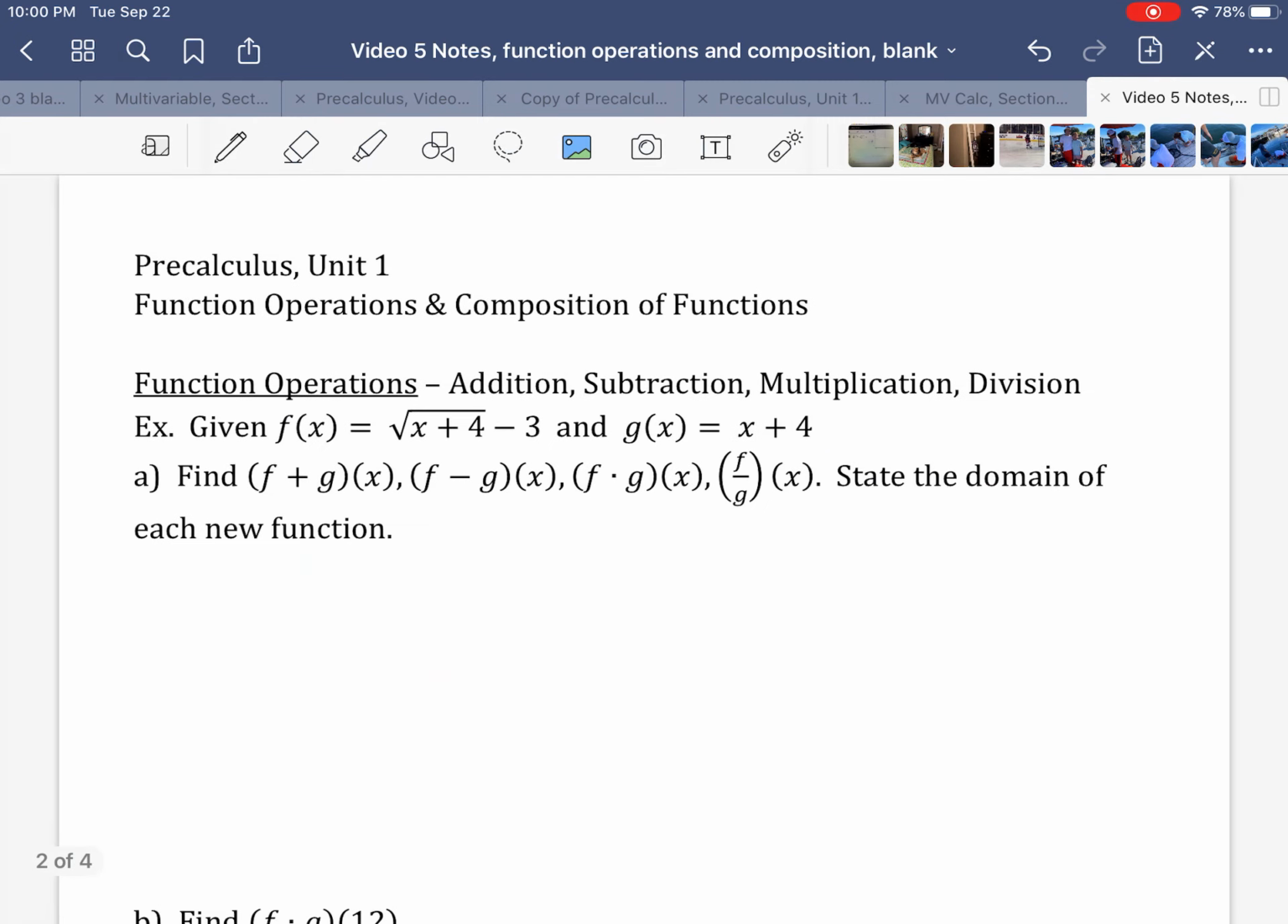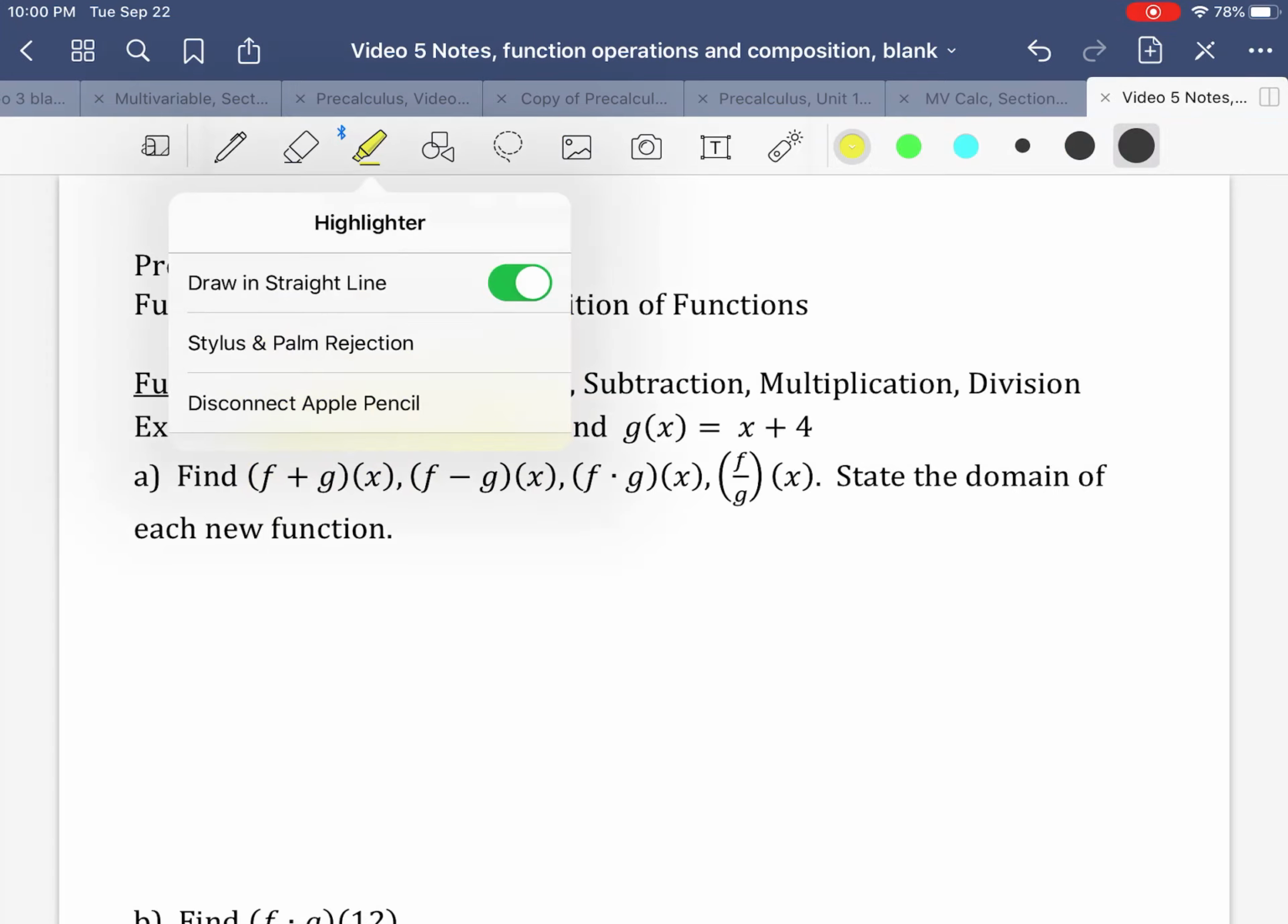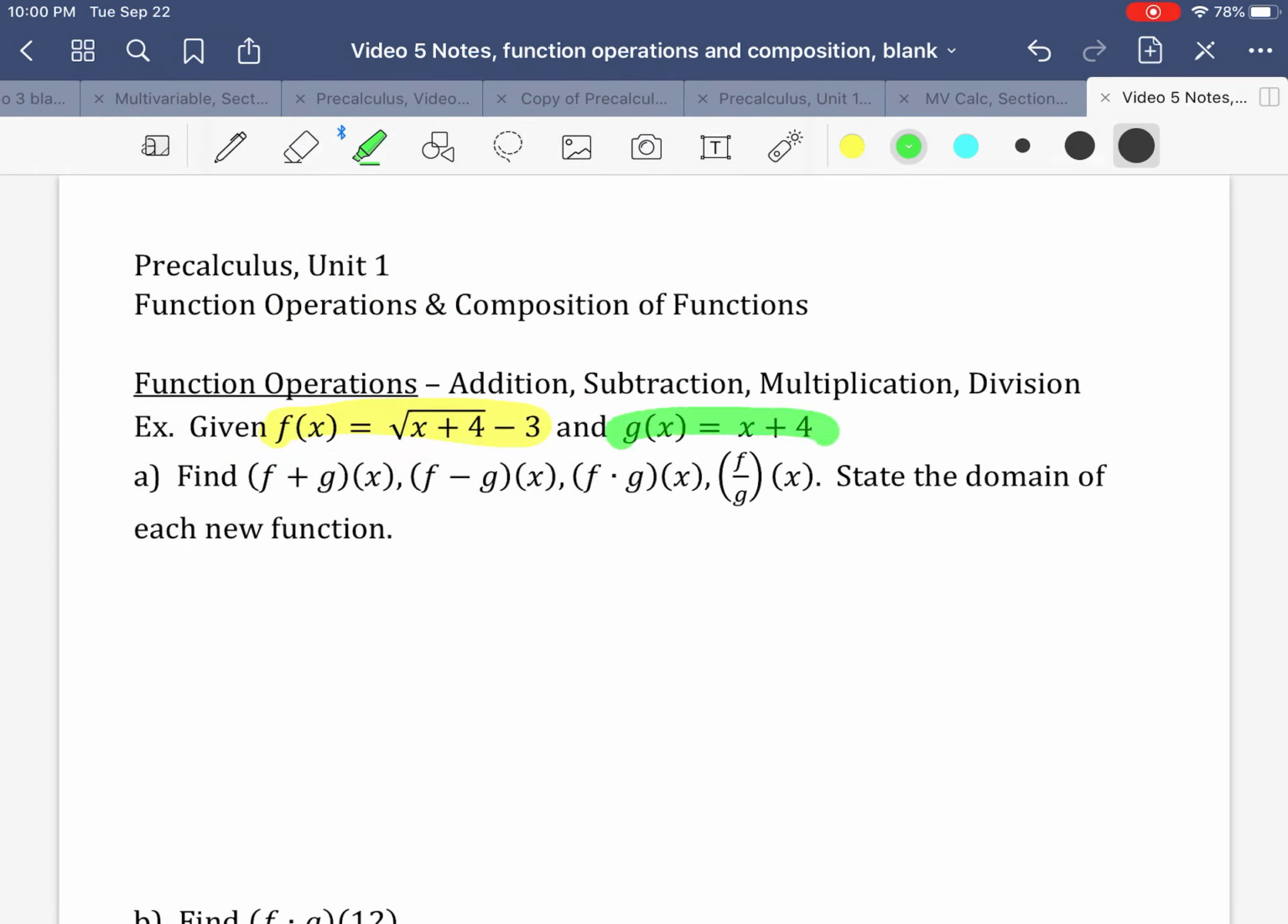Here we go. So we're going to be doing function operations and composition of functions. Some of these things are going to be pretty simple to do. For instance, I have given you two functions right here. I've given you f of x and I've given you g of x. And we are going to do all these different things.